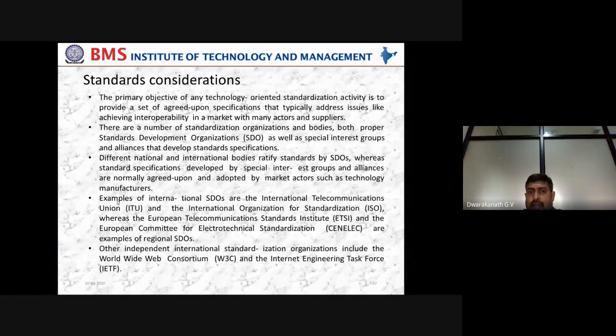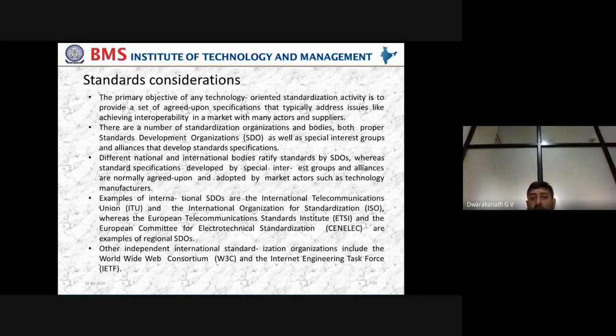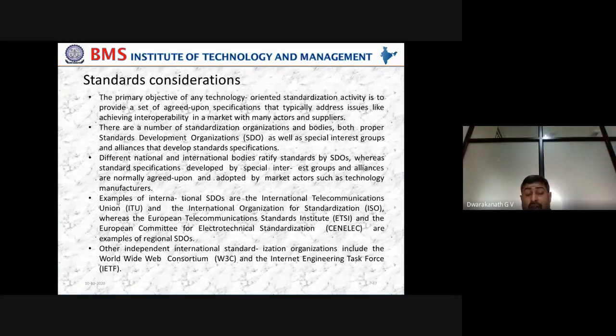There are a number of standardization organizations and bodies, both proper standards development organizations (SDOs) as well as special interest groups and alliances that develop standard specifications. Always the standard specifications will be there, like IETF, ISO. Different standards will be there. You can see different national and international bodies ratify standards by SDOs, whereas standard specifications developed by special interest groups and alliances are normally agreed upon and adopted by market actors such as technology manufacturers.